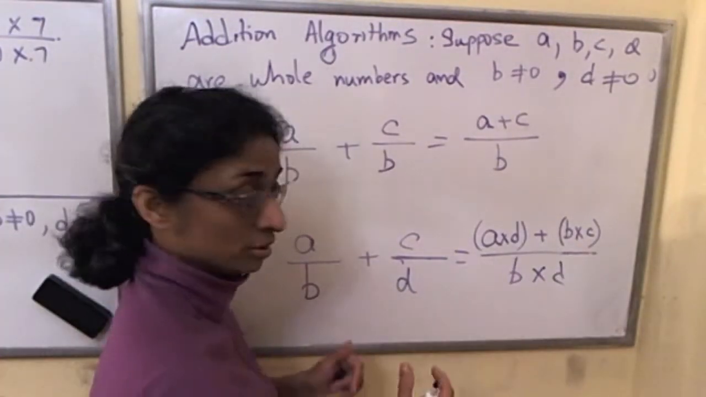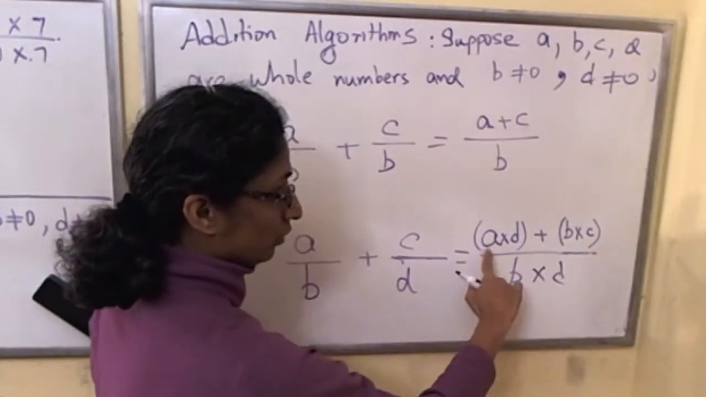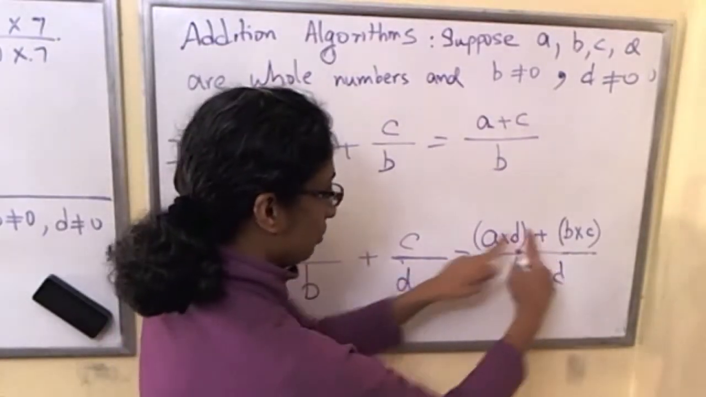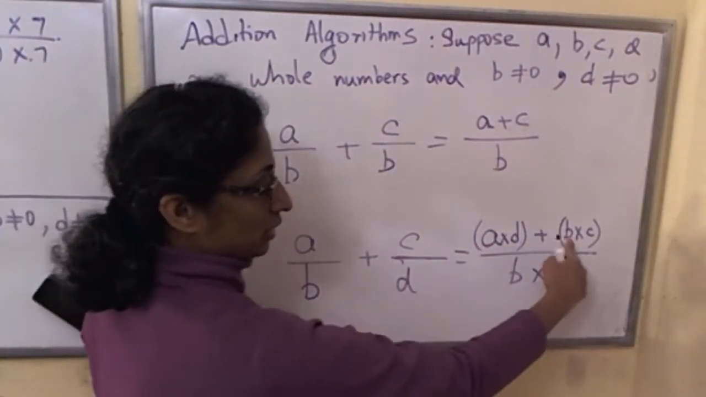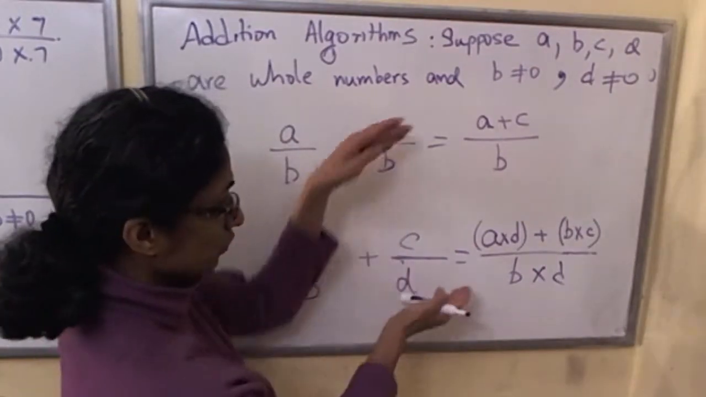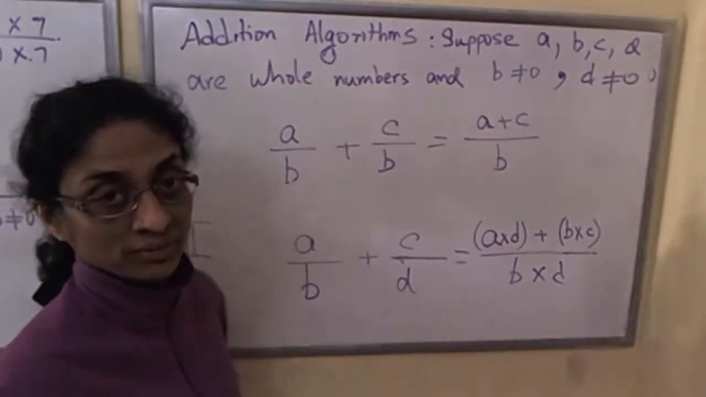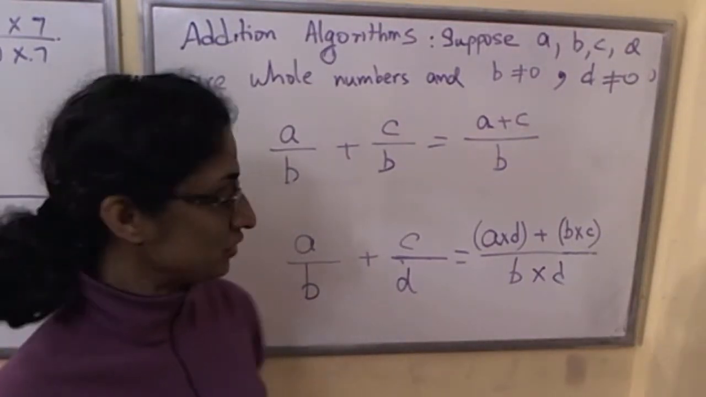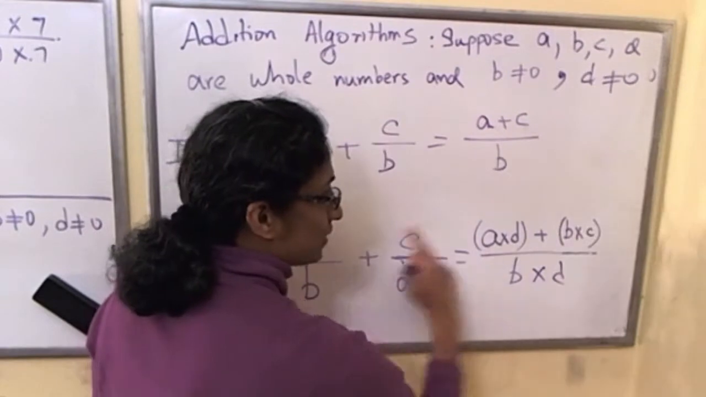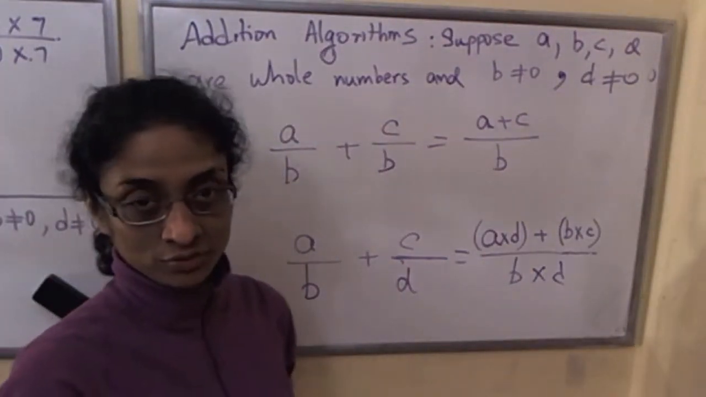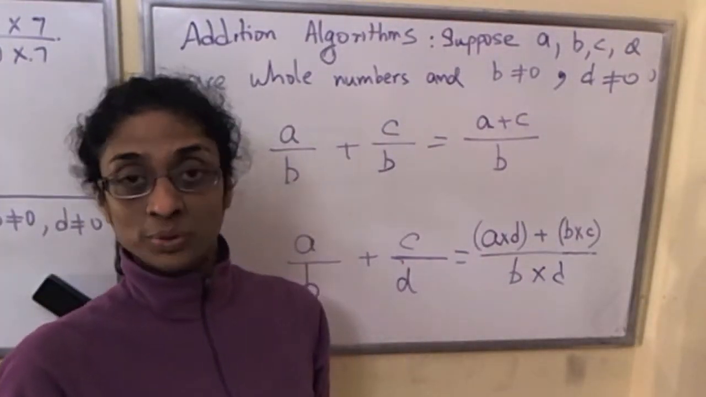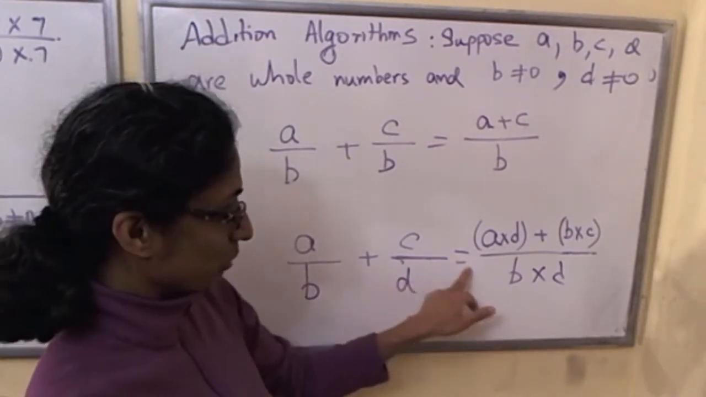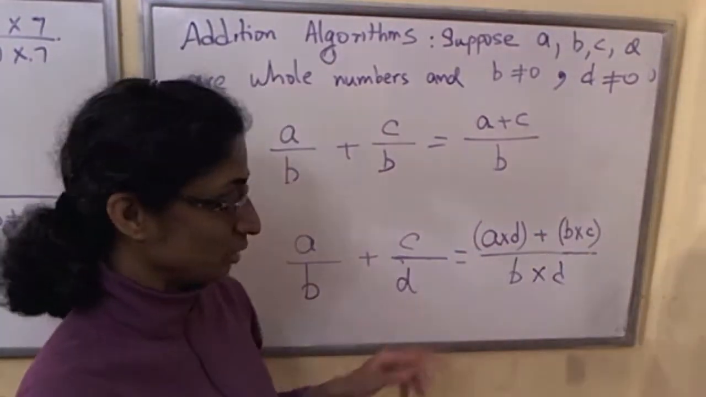What's in the numerator? Two things added together. The first thing is a times d. That's what goes in here. Add to it b times c. That's what goes in here. So if you remember these two algorithms, then addition of fractions becomes very simple. So let's do another example where we apply this algorithm, which is derived by applying the fundamental fact about equivalent fractions. Remembering this algorithm, the way I explained, makes it very easy.